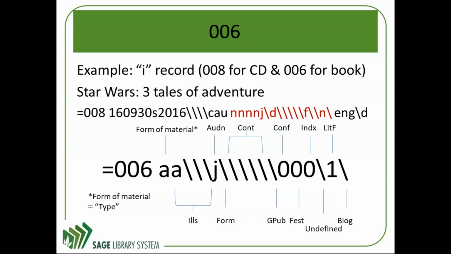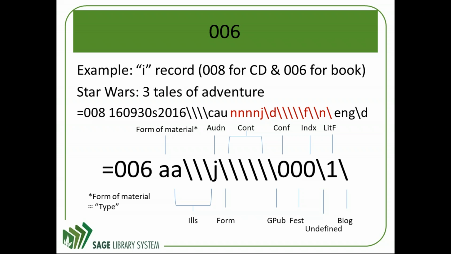And then this is the 006 that we would have for this particular item. With the 006s, the first position, which is actually not called position number 1 but position 00, which makes things very confusing, is going to be the form of material. It uses the same codes as the type fixed field.